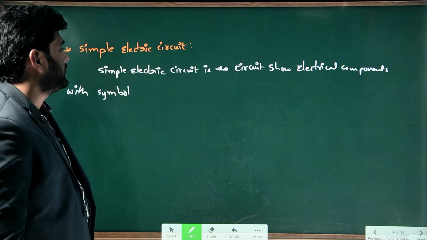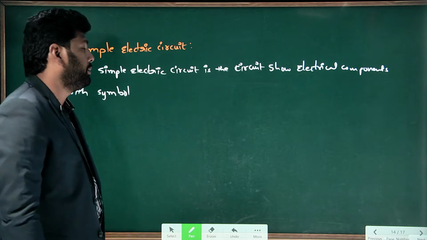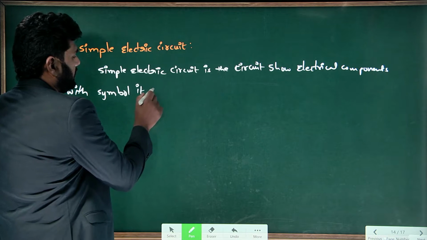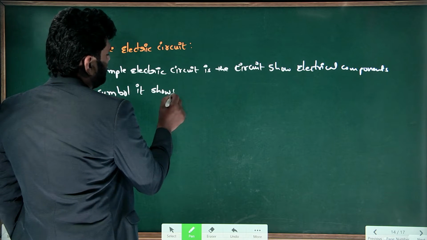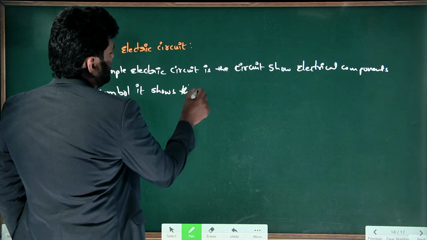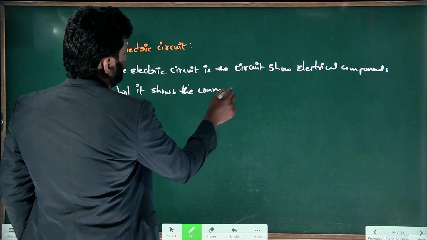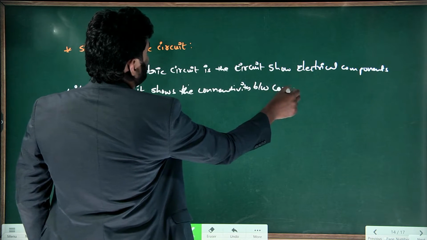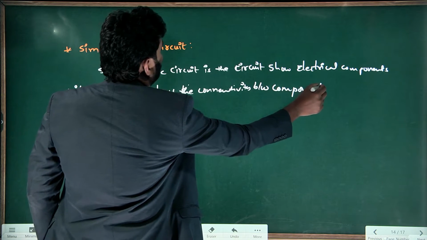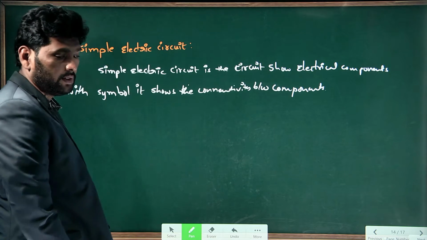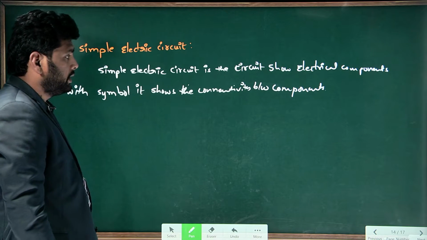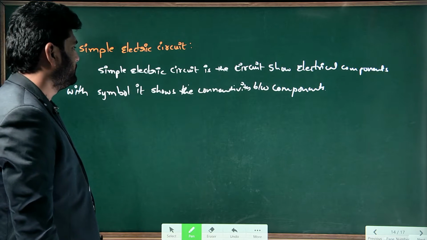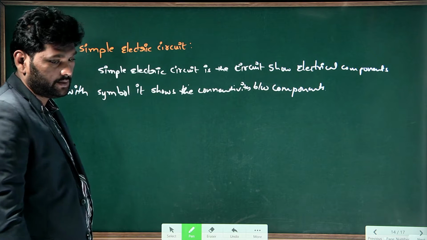Understand? A simple electric circuit is a circuit showing electrical components with symbols, and it shows the connectivity between the components. This is your electrical circuit. Understand?